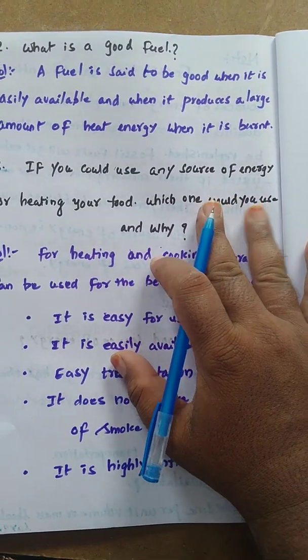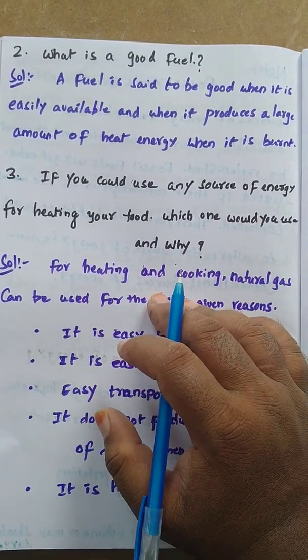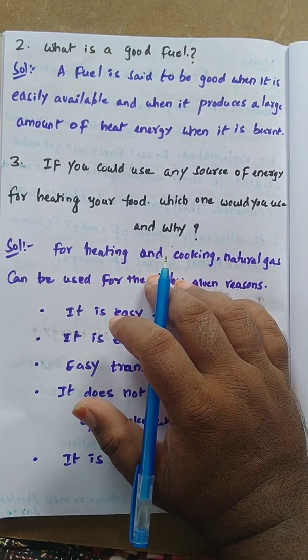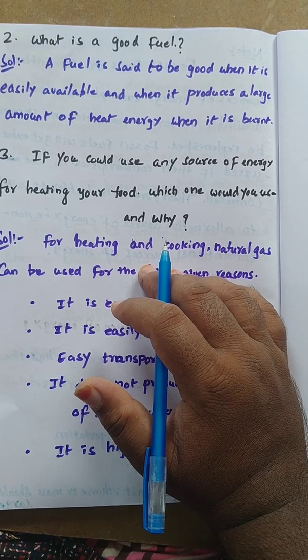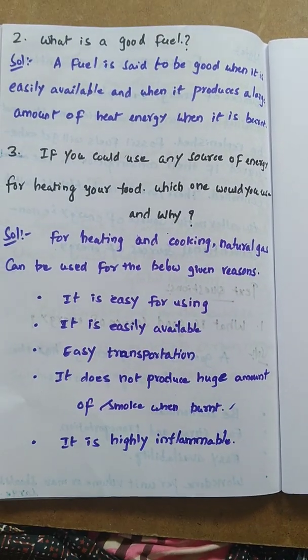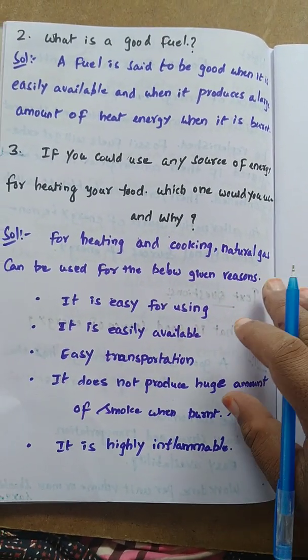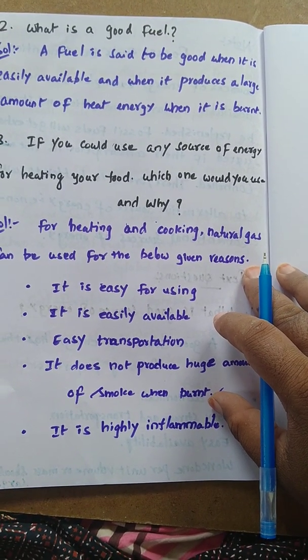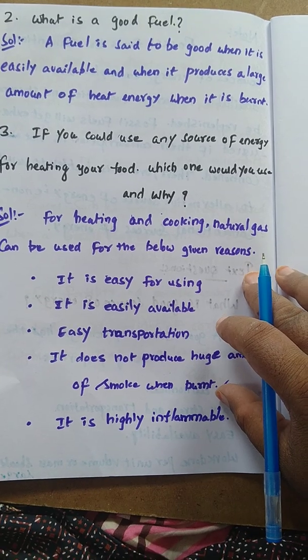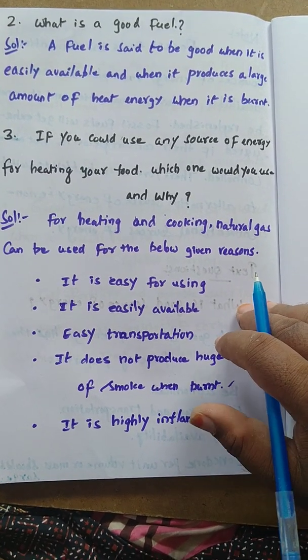Now I want to discuss one more question, that is, what is a good fuel? I told about fuel also, right? A fuel is said to be good when it is easily available and when it produces a large amount of heat energy when it is burned. So what do we mean by a good fuel? A fuel is said to be good when it is easily available and produces a large amount of heat energy when it is burned.